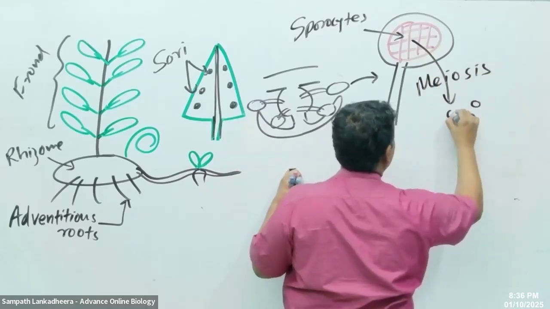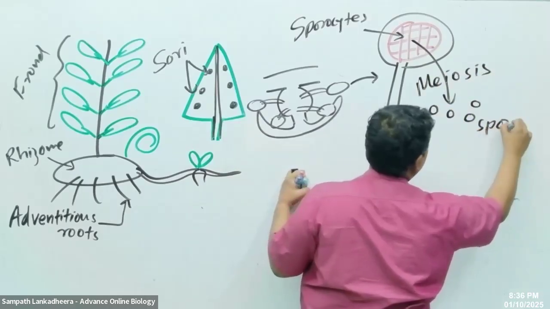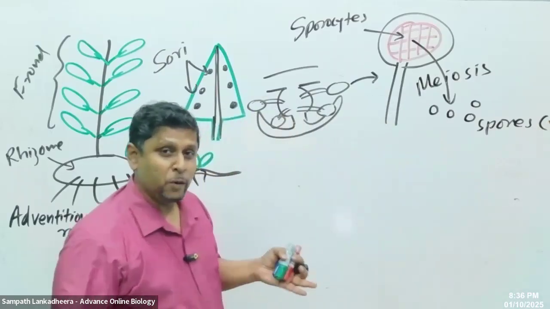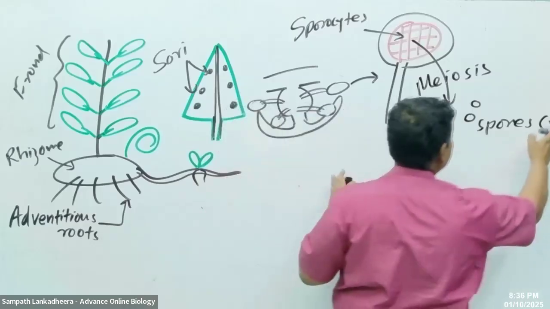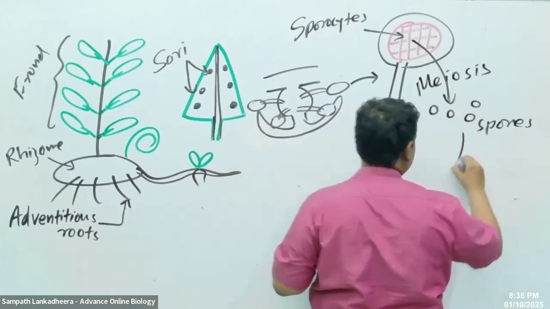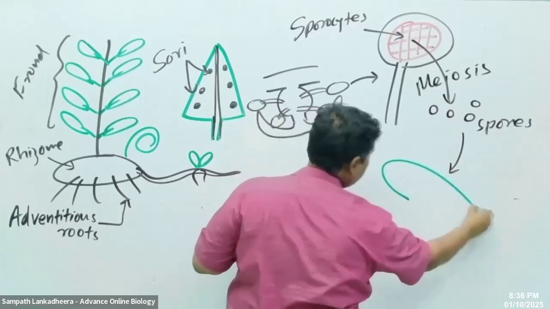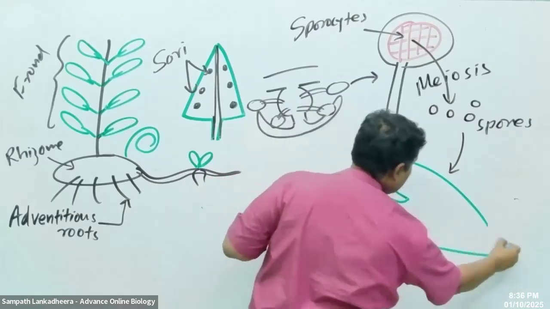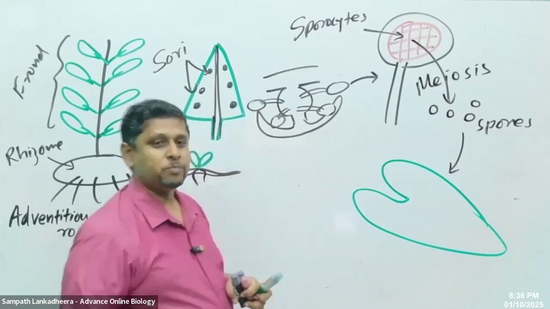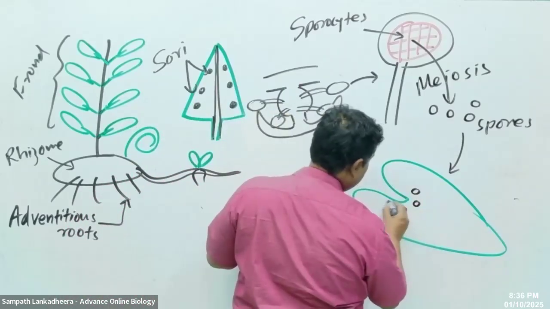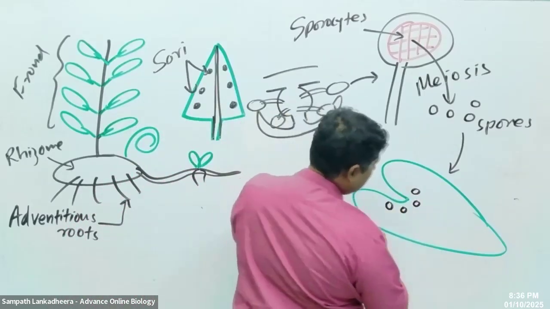The result is haploid spores. These spores are going to disperse by wind, and once they germinate, they form a heart shape about 1 centimeter in size. This heart-shaped structure has archegonia as well as antheridia.